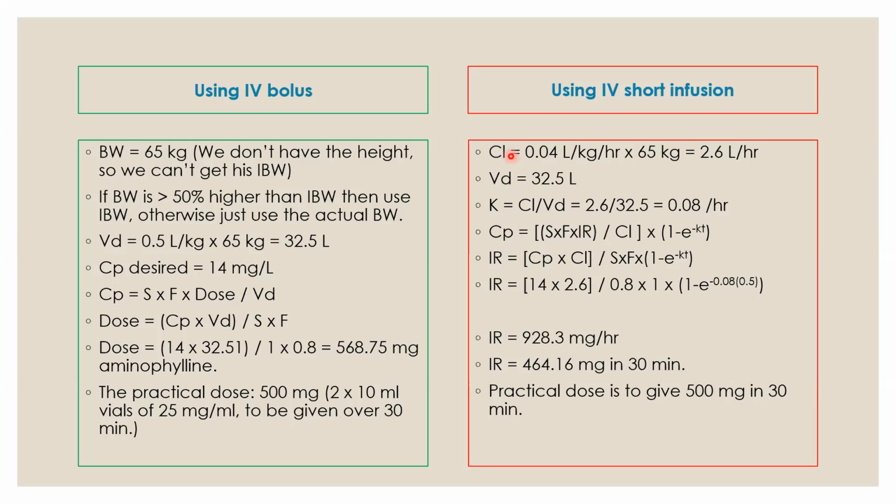Because on the way when we have infusion, some drug will be cleared. So for this we have to use this formula: S times F times IR, where IR stands for infusion rate, divide by clearance, and then times 1 minus e to the power of minus kt. k is the constant, and t is the infusion time. Here it is 0.5.